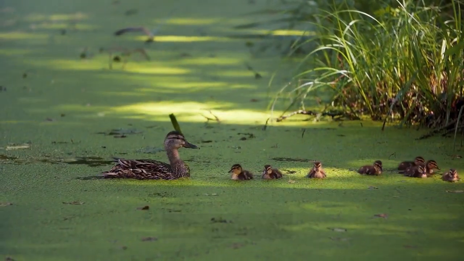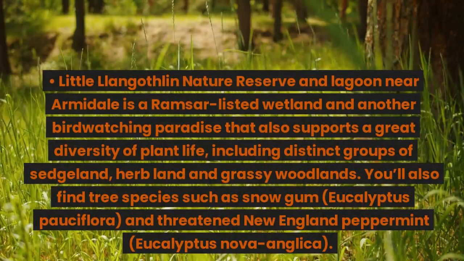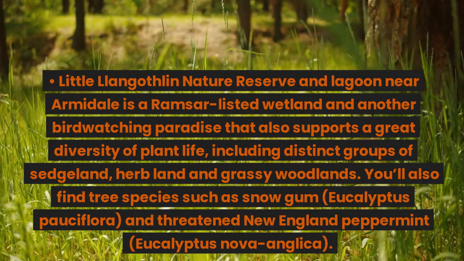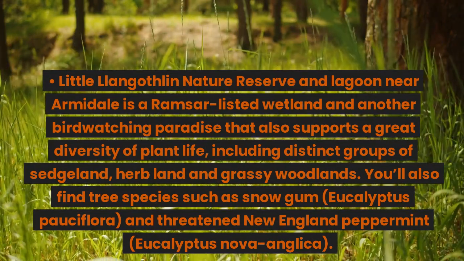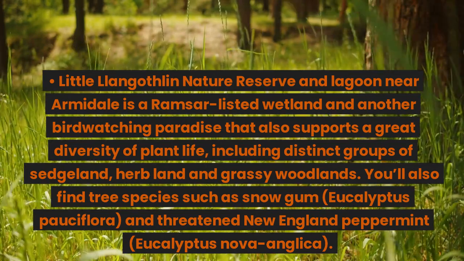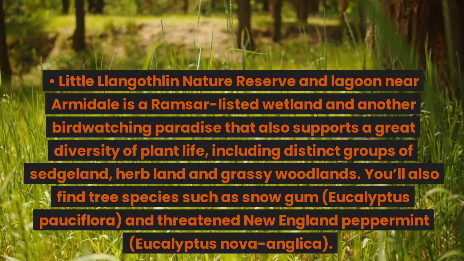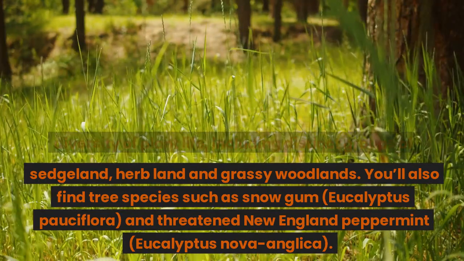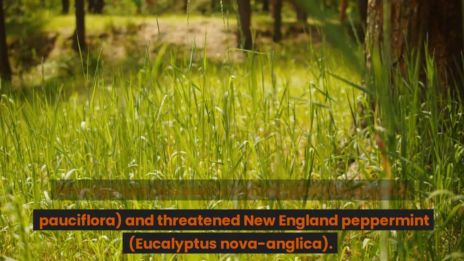Little Llangollen Nature Reserve and Lagoon near Armidale is a Ramsar-listed wetland and another birdwatching paradise that also supports a great diversity of plant life, including distinct groups of sedgeland, herbland and grassy woodlands. You'll also find tree species such as snow gum, Eucalyptus pauciflora, and threatened New England peppermint, Eucalyptus nova-anglica.